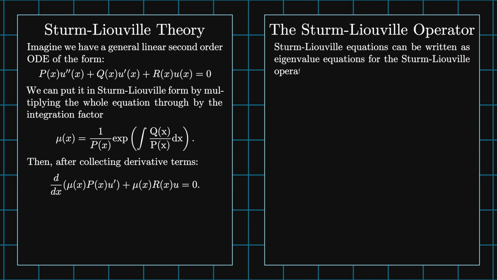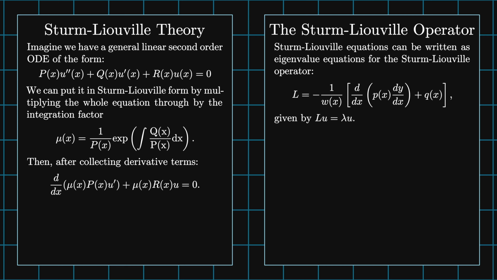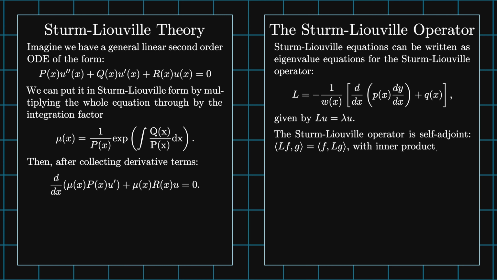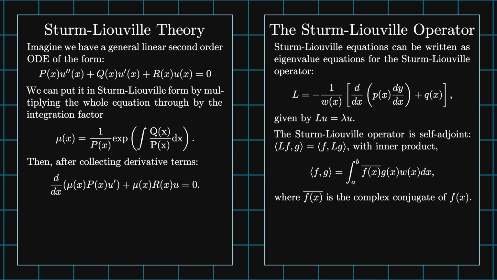Sturm-Liouville equations can be written as eigenvalue equations for the Sturm-Liouville operator, L equals minus 1 over w(x) times d/dx of p(x) times d/dx plus q(x), given by L of u equals lambda u. The Sturm-Liouville operator is self-adjoint, such that the inner product of Lf with g equals the inner product of f with Lg, where the inner product is defined as the integral from a to b of f bar of x times g of x times w of x, where f bar of x is the complex conjugate of f of x.